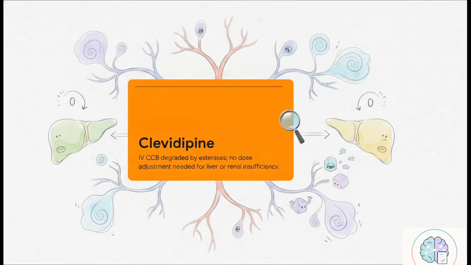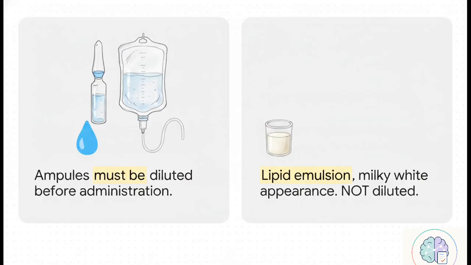Let's switch gears to clevidipine and see how this builds. It's also an IVCCB, but its mechanism is highly selective for vascular smooth muscle. It reduces mean arterial pressure by dropping the systemic vascular resistance. And what's really beautiful about clevidipine is that it's rapidly degraded by esterases in the blood and extravascular tissues, meaning its metabolism is completely independent of the liver or kidneys. You literally need 0 dose adjustments for patients with liver or renal insufficiency. It's a huge advantage. This brilliantly illustrates the key operational difference between the two.